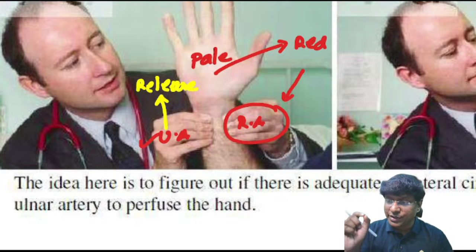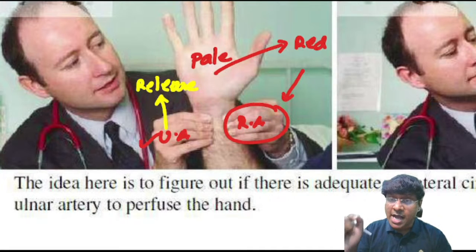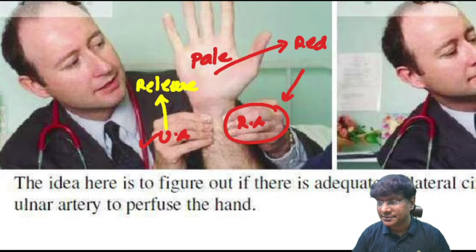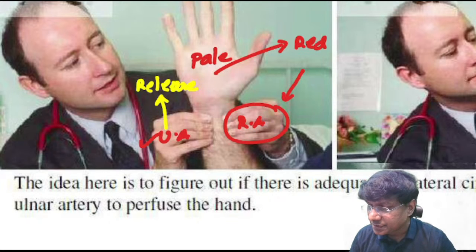Whereas when you are doing an ABG, arterial blood gas analysis, you are puncturing the radial artery for a short period of time, so the loss of blood supply will be only transient. It all depends upon how long you are occluding the radial artery. So please remember, Allen's test is done to assess the ulnar artery, not the radial artery.